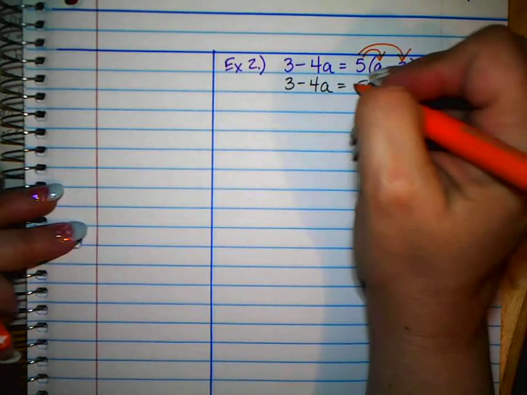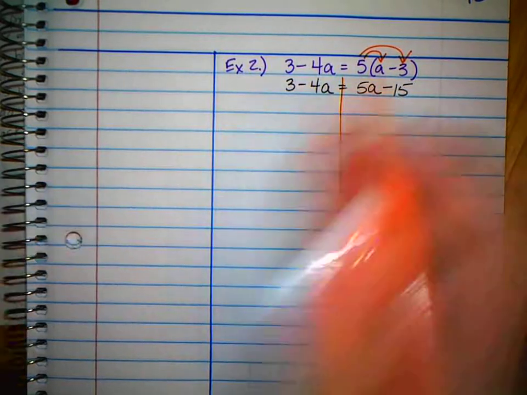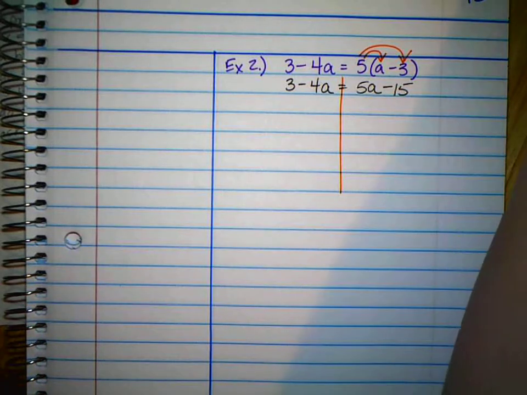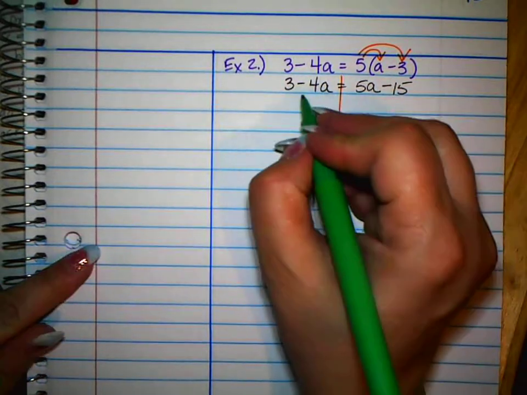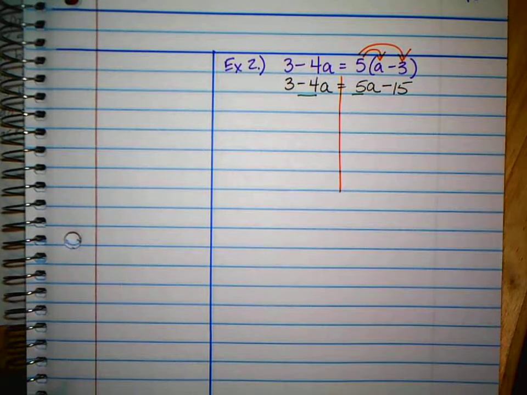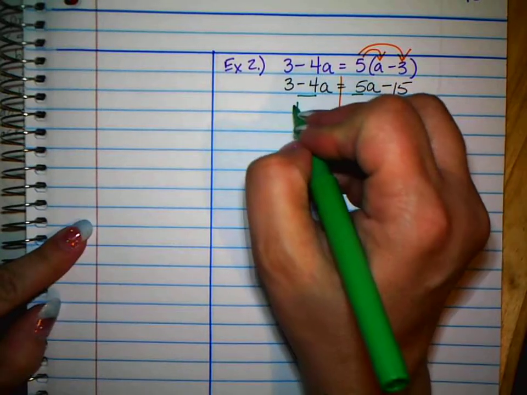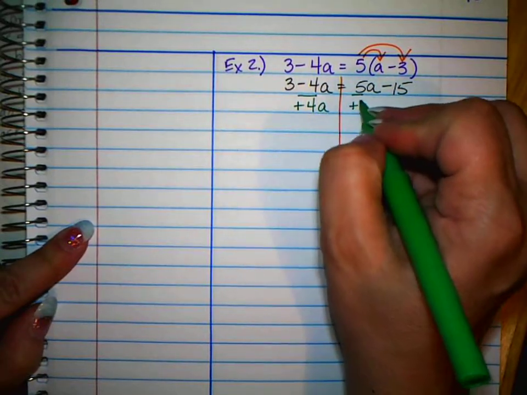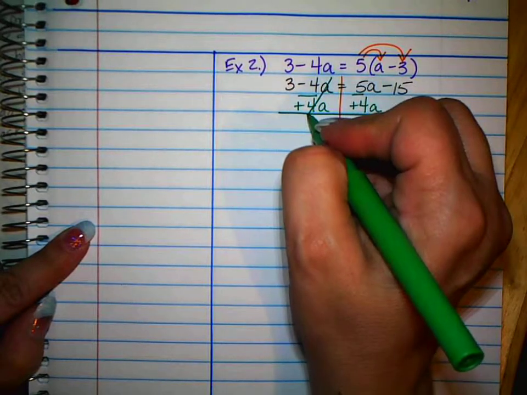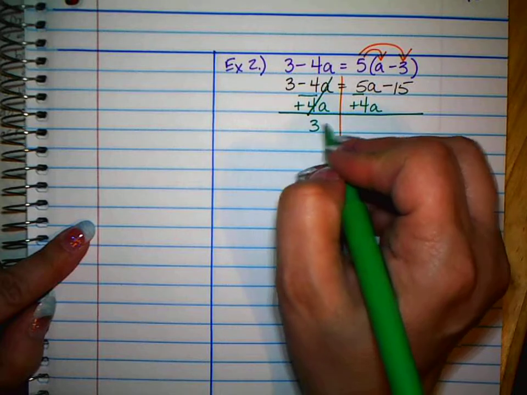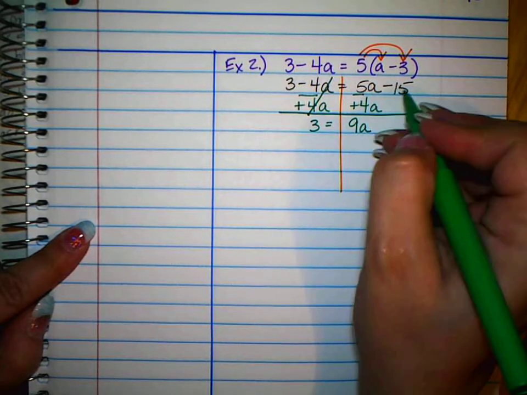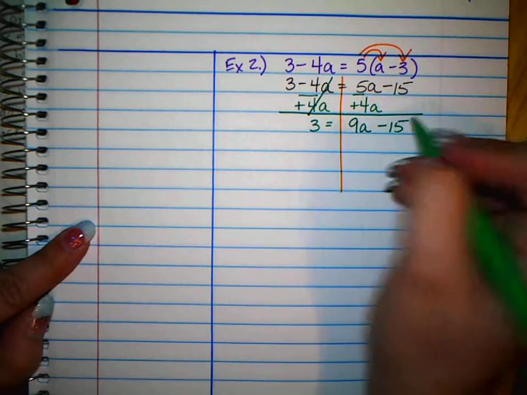And I do need to build my wall. Now, I have negative 4 and 5 as my coefficients. Negative 4 is smaller, so that's the one I'm going to move. This goes to 0. I bring down my 3. 5a plus 4a is 9a, bringing down my minus 15.